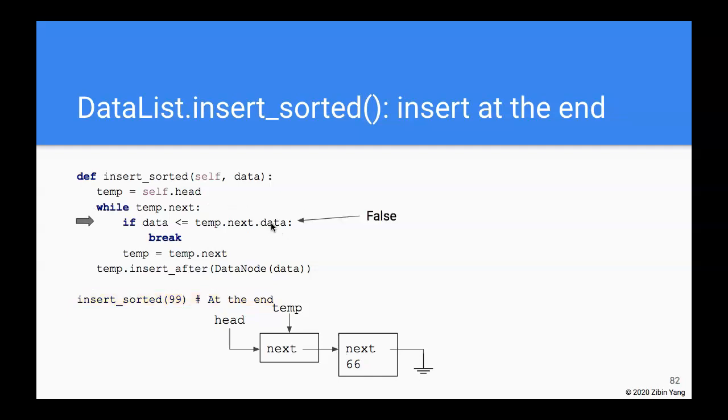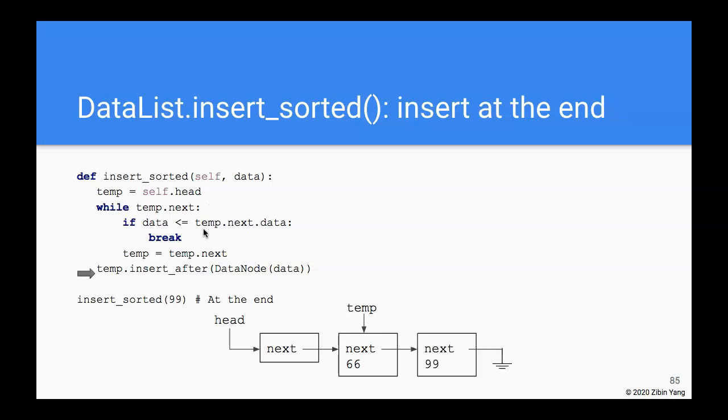And it's going to go inside the loop, and it says, okay, data, is it less than or equal to temp.next.data? Well, 66, the data is 99, so 99 is not less than 66, so this is going to be false, and it's going to advance temp to the next node, and it's going to come back out to the condition of the loop, temp.next. Well, it's pointing to None, so that's going to be evaluated to false.